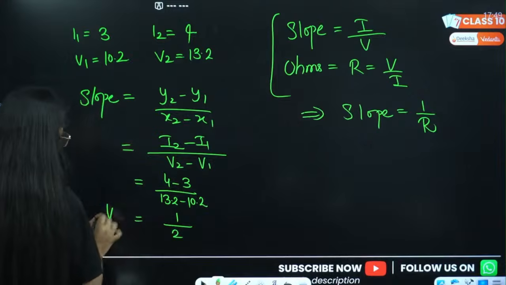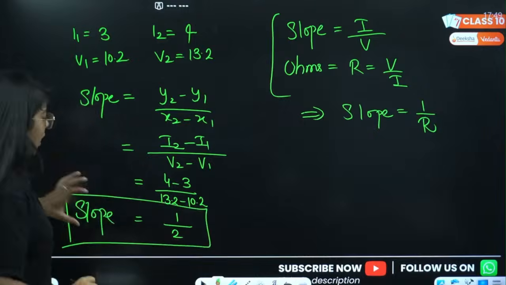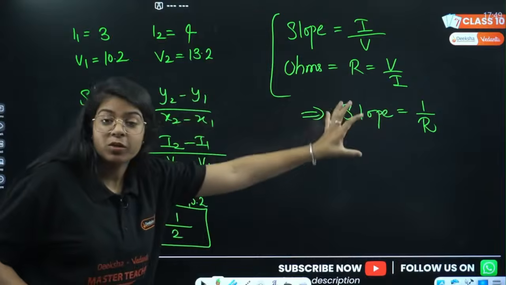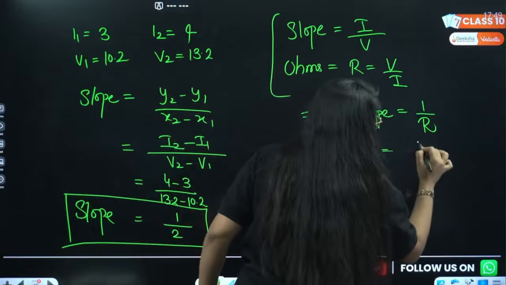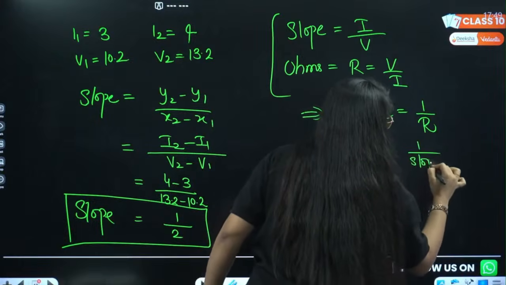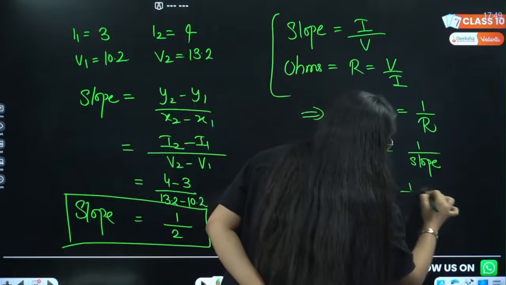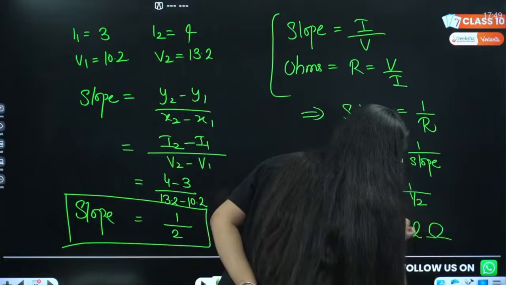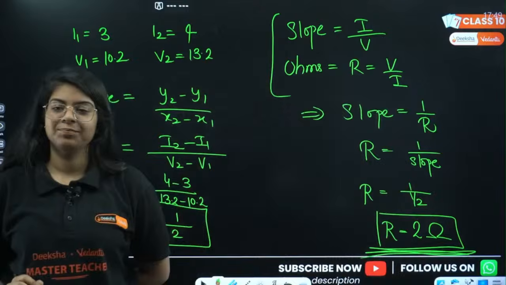So this is the slope of the graph. Now I have to invert the slope to find R, because the slope is 1 by R. We have to find R, right? So R will be 1 by slope. This slope is 1 by 3, so R is 1 upon 1 by 3, which is 3 ohm. So R is 3 ohm, my friend.